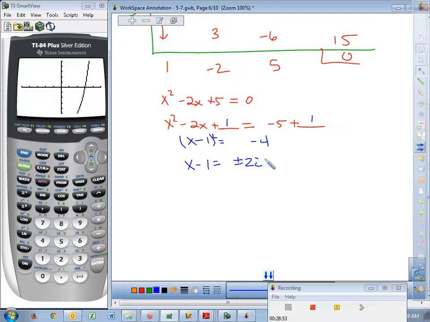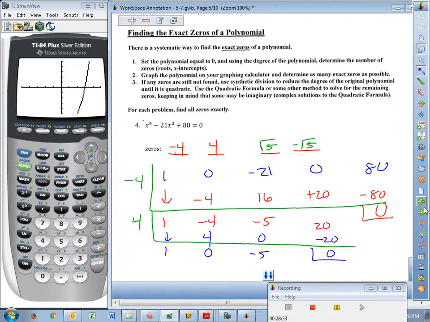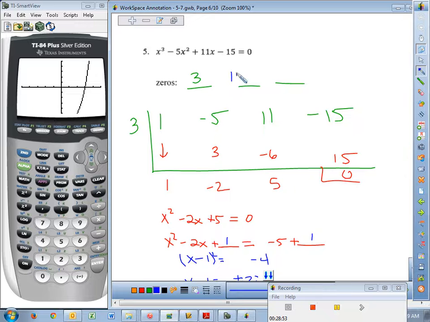You with me? If it's a perfect square but it's negative, just square root it and put the i with it. And then x equals 1 plus or minus 2i. So back up where you had it, you do 1 plus 2i and 1 minus 2i. What are those called again? Conjugates.